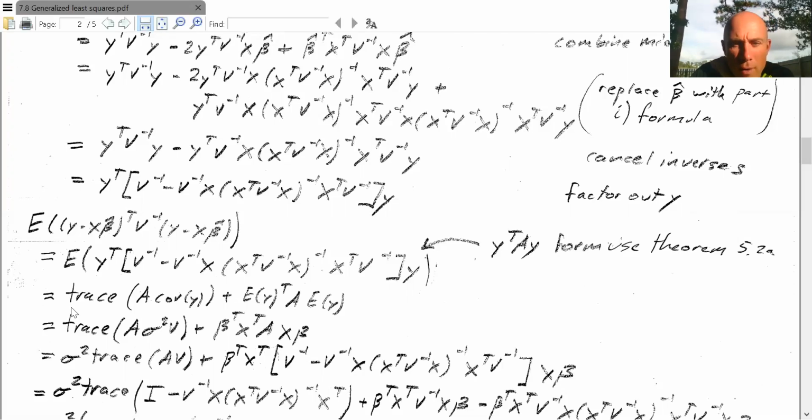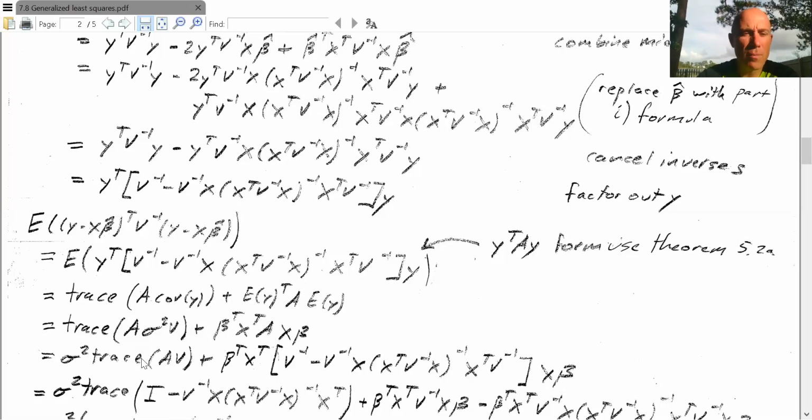All right, so when I apply this theorem to this formula, it's going to be in this format, but I have to go through and replace the A's. Well, I know that the covariance of Y is sigma squared times V. For the moment, I'm not changing what A is, just because there's a lot going on here. And then I've got beta transpose X transpose for the expected value of Y transpose, and I have X times beta for the expected value.